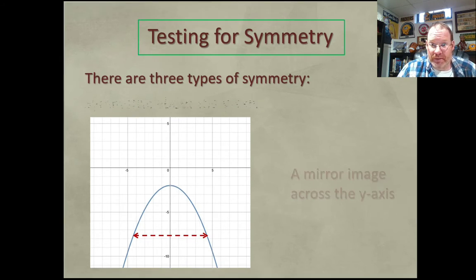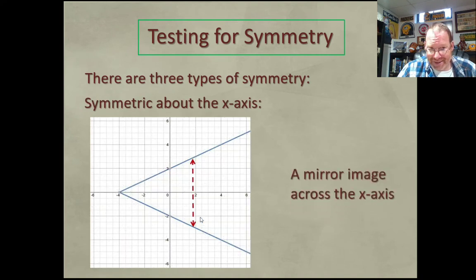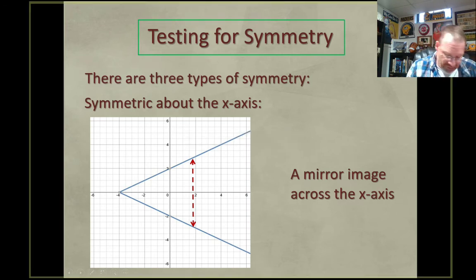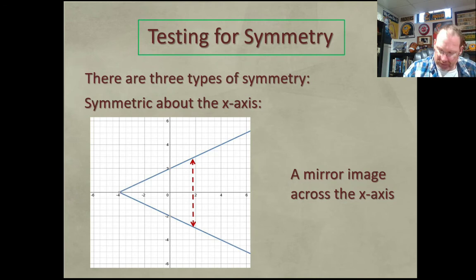The next type of symmetry is about the x-axis. And as you can see in the particular diagram that we have there, first of all, it wouldn't be a function if it was symmetric about the x-axis. But the top half and the bottom half match each other, so that's symmetric about the x-axis. And then the last possibility is that it would be symmetric about the origin.